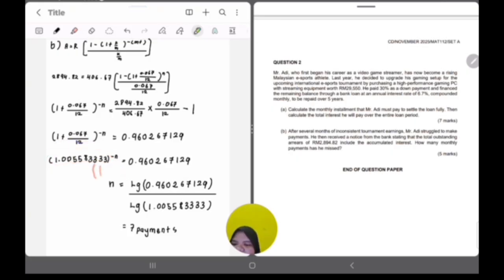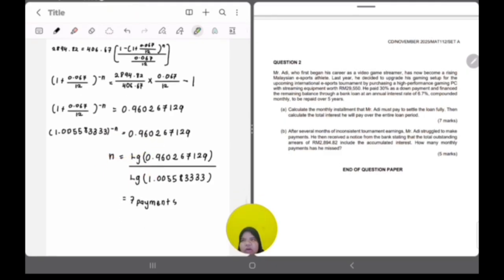After that, we will move it back to the back here, and then we will use the log formula to find N. So log open bracket 0.960267129 divided by log open bracket 1.0058333 close bracket. We will get 7 payments that he missed.